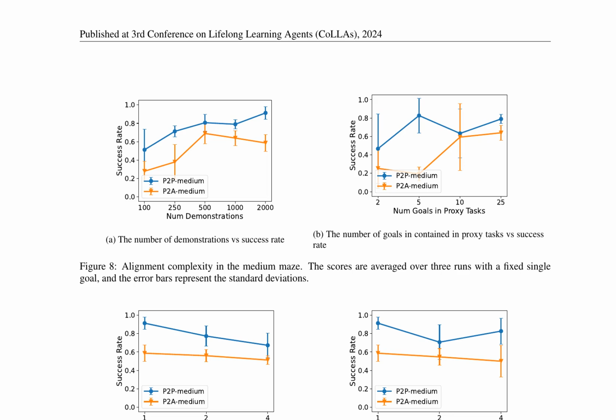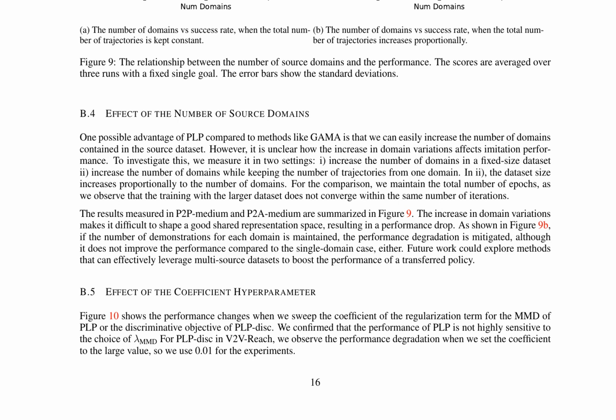when the number of domains increases without proportionally increasing the number of trajectories. The sensitivity of the performance to the coefficient hyperparameter for the MMD is also explored, with PLP showing moderate sensitivity. These findings contribute to a deeper understanding of lifelong learning agents and their adaptability in complex environments.